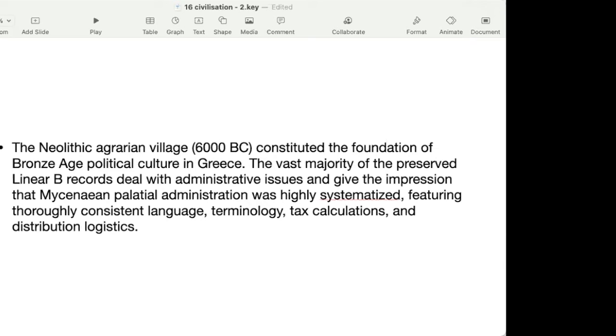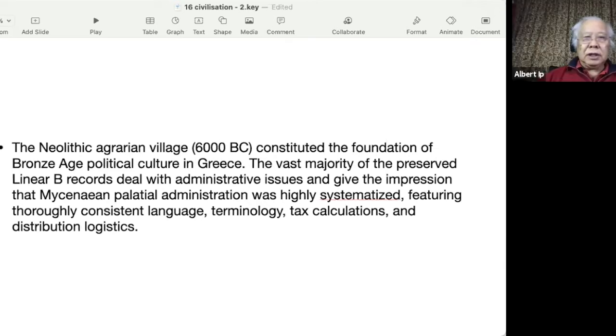You can trace it even earlier, to about 6,000 BC. That is the foundation of the Bronze Age culture in Greece. The vast majority of the preserved records deal with administrative issues and give the impression that this Mycenaean palace administration was highly systematized, featuring thoroughly consistent language, terminology, tax calculations, and distribution logistics. So this group of people is highly organized. I mean, that's the strength of their existence.